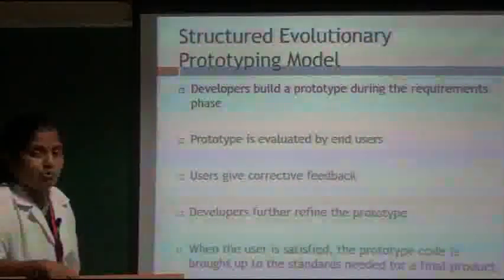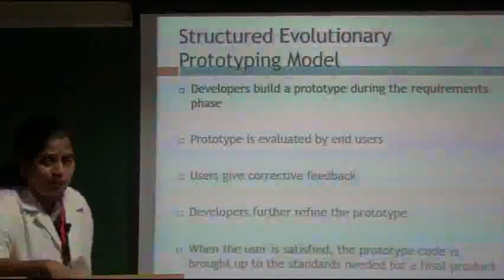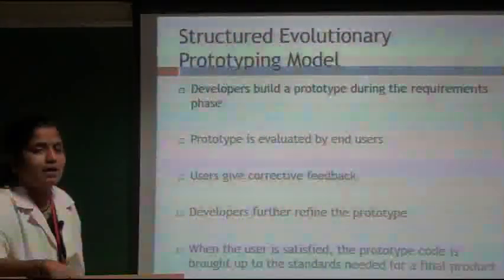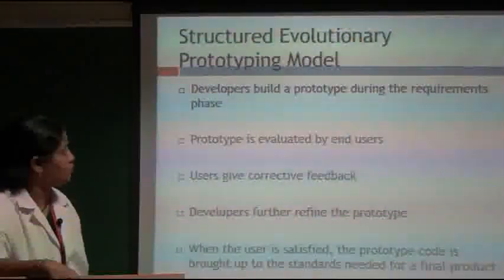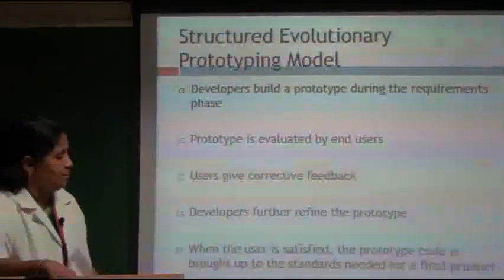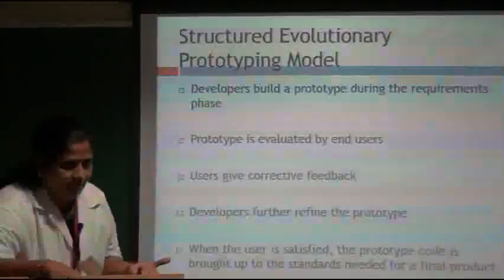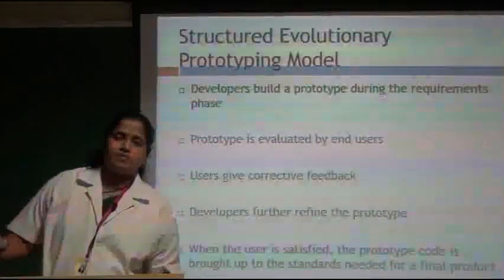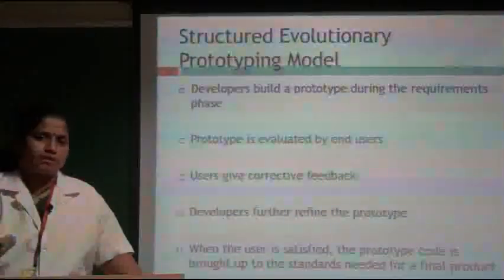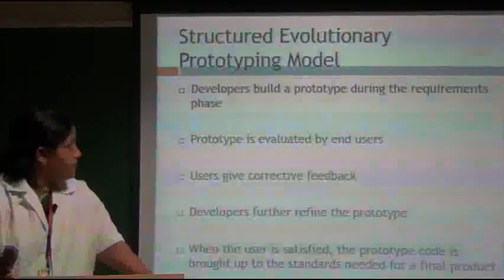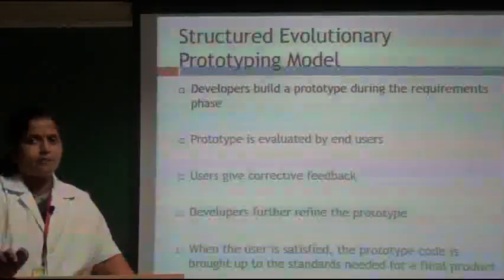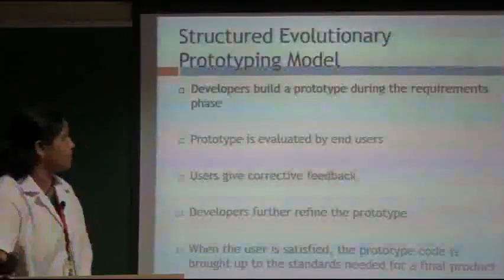And the next model is the prototype model. Now you know what a prototype is. Prototype means it's based on the requirements. Before developing the actual product, we can develop a model of that product, and that is called a prototype. For that we have a separate model called the evolutionary prototyping model.